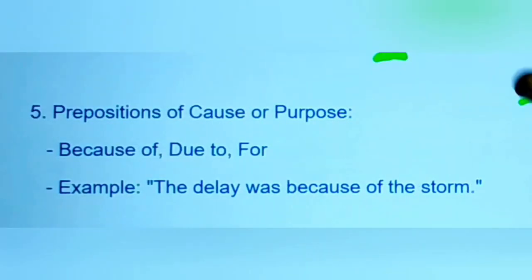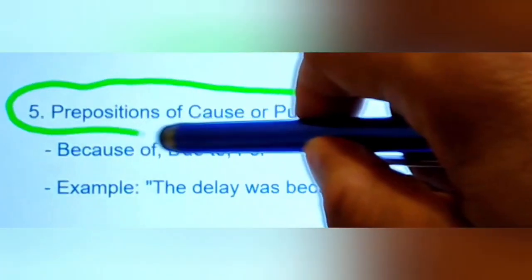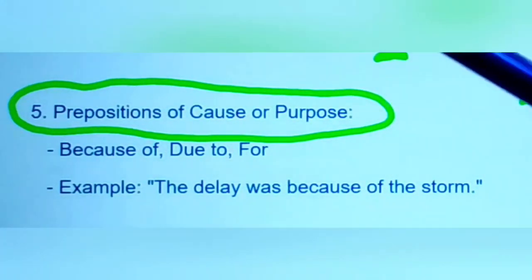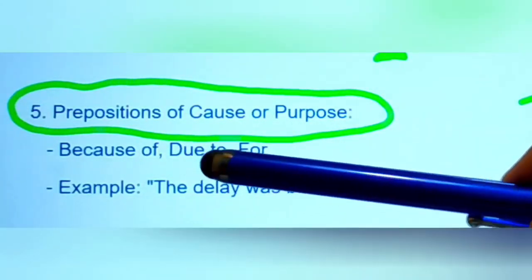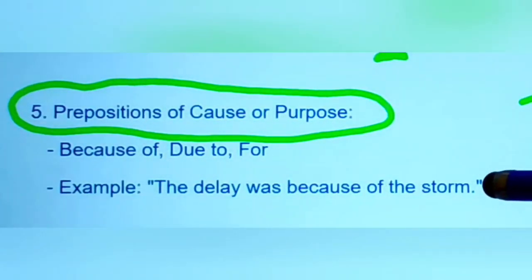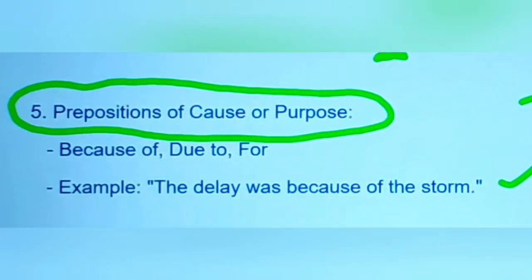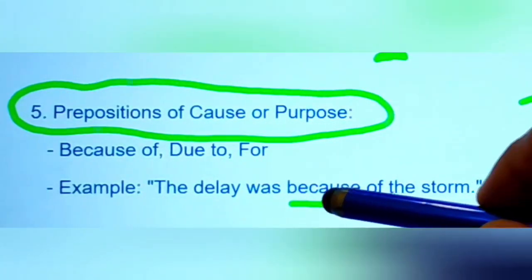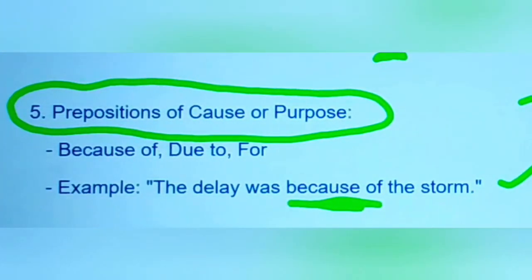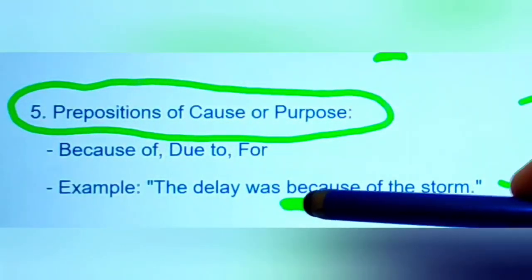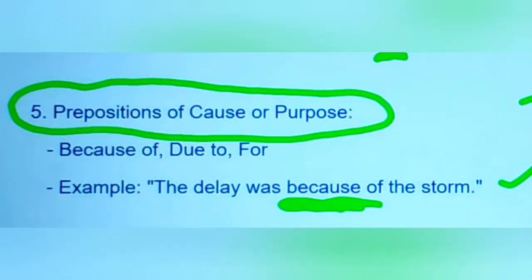Next one we have here is the preposition of cause or purpose. For example, the prepositions of cause or purpose: because of, due to, for. For example, in the sentence here, we have, the delay was because of the storm. So here, because of describes the cause or purpose, because the delay was because of the storm. This describes the cause or purpose. This is the preposition of cause or purpose. Hopefully you got it as well.